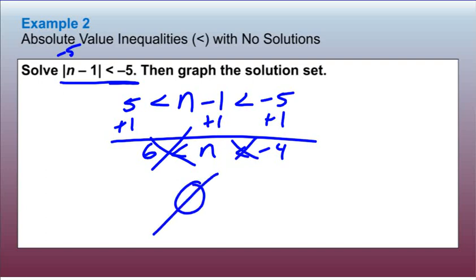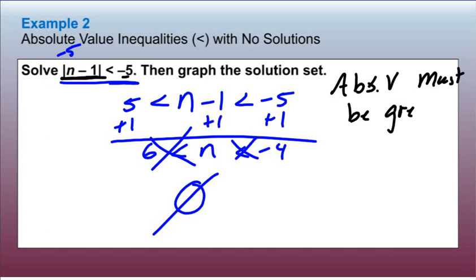So the quicker way is just to recognize that when the absolute value is by itself, it cannot be less than a negative number. Absolute value must be greater than or equal to 0.